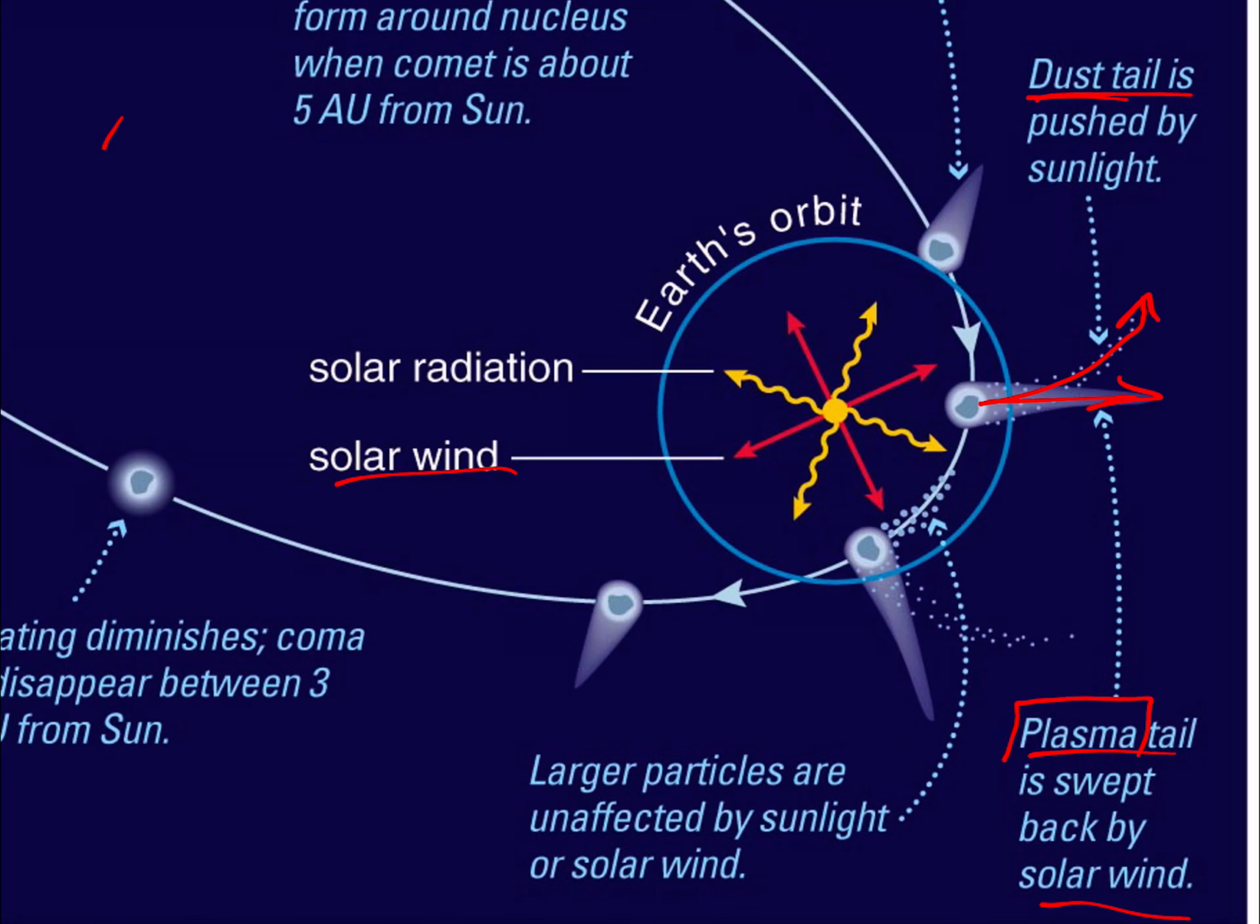Now, here's the thing. If it's formed of dust, what does that mean? Well, first of all, that means it's not ionized. This is neutral dust, so it has no net charge. So how do you push something that has no net charge? Well, you could physically push on it, right? You could just go up and push it.